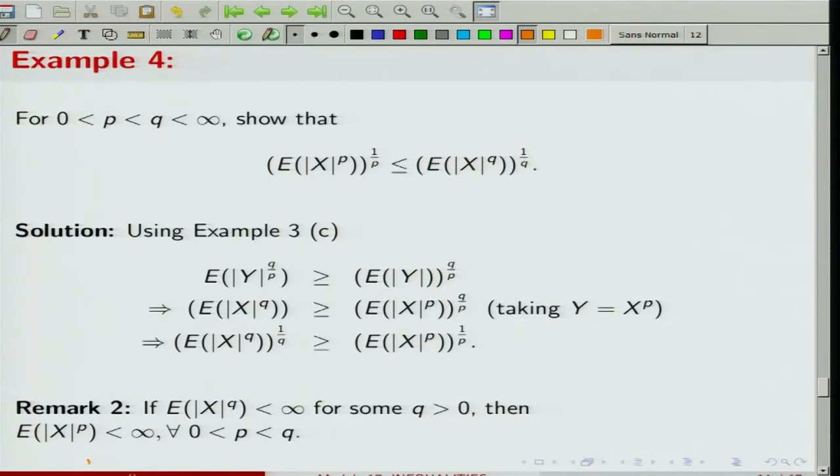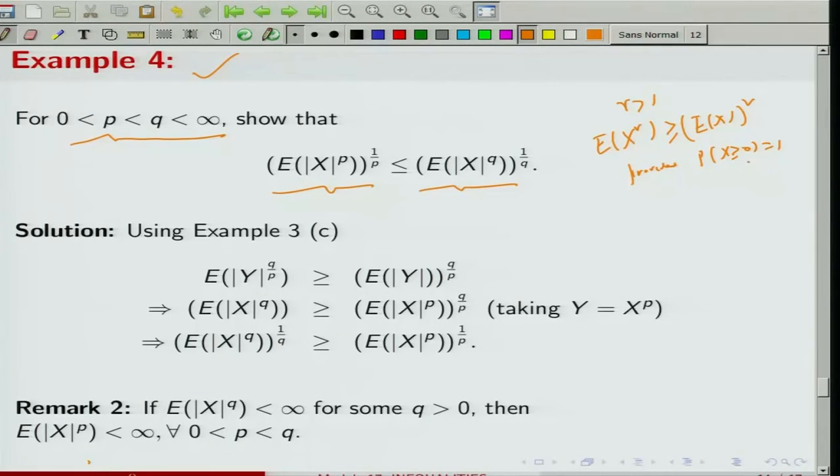So now let us consider this example, which again gives us a very nice inequality. Suppose p is less than q and p is positive. Then one can show that expected value of mod of x to the power p, to the power 1 by p, would be less than or equal to expected value of mod of x to the power q, to the power 1 by q. We have seen in the last example that if r is greater than 1, then phi(x) equal to x to the power r is convex. So using that we got expected value of x to the power r is greater than or equal to expected value of x whole to the power r, provided probability that x is greater than or equal to 0 is 1.